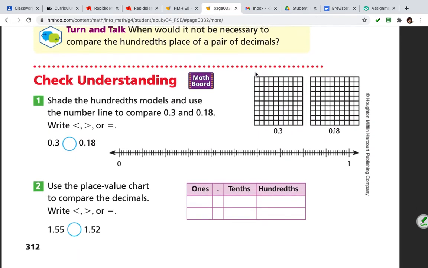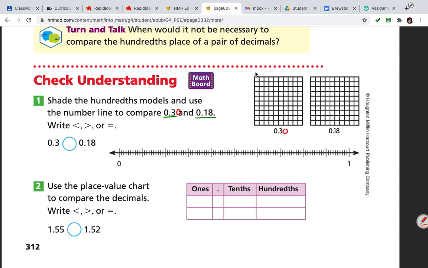Alright, so you should have completed 1 and 2. Number 1 says shade the hundredths model and use the number line to compare 3 tenths and 18 hundredths. Write less than, greater than, or equal to. Well, the first thing I'm going to do, if I've got one digit and that's two digits, I'm going to add a 0. So now it's both fair. I'm still comparing 2 digits.